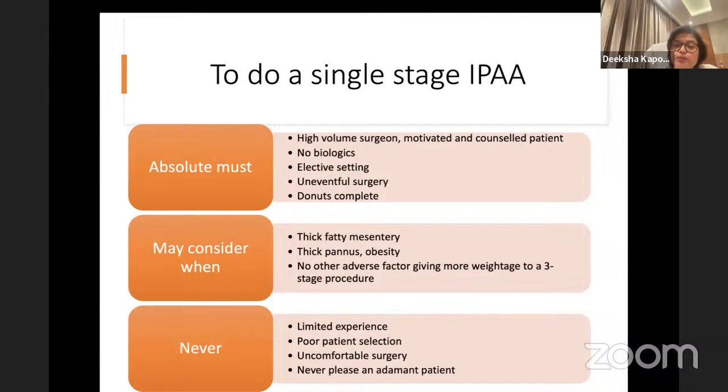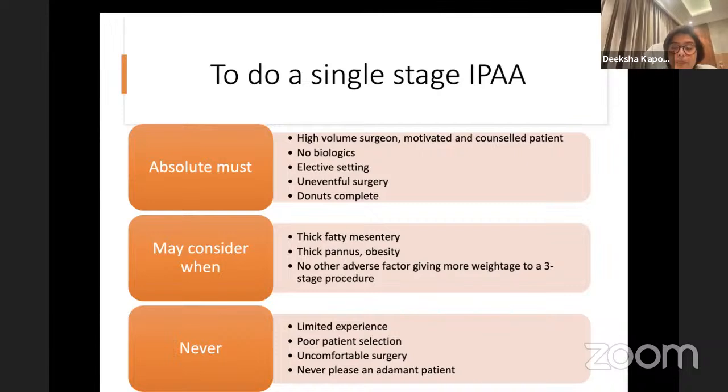The surgery per se should be uneventful with complete donuts. In case during surgery, the surgeon is uncomfortable or there has been an unexpected event, one should err on the side of doing a diversion stoma. One may consider a single stage procedure if the mesentery is really fatty and the pannus is really thick and the patient is obese, because in that case, it is virtually impossible to bring the stoma out to the level of the skin.